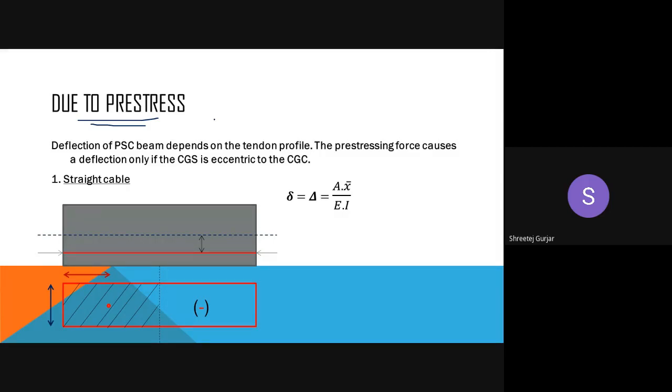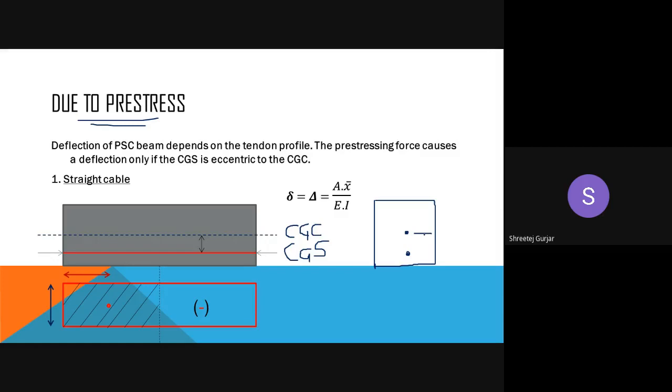So what I mean by this statement is, this dotted line is your CGC, the CG of your concrete. And this red line is a tendon. So this is CGS. In your cross section, it will be visible like this. This point is your CGC and this point is your CGS.